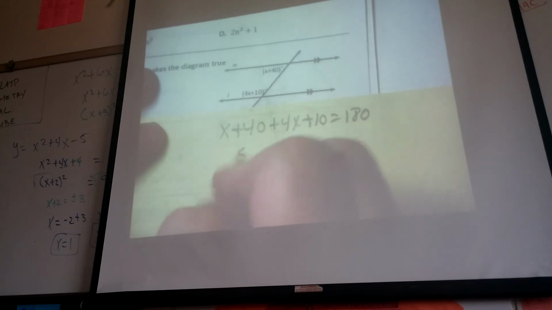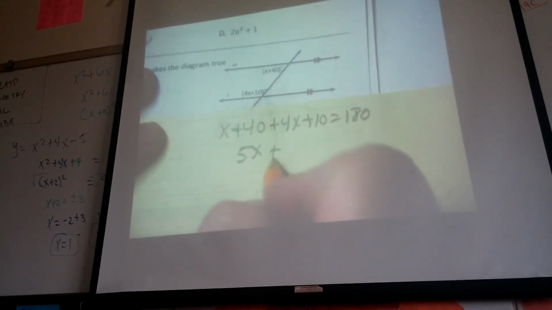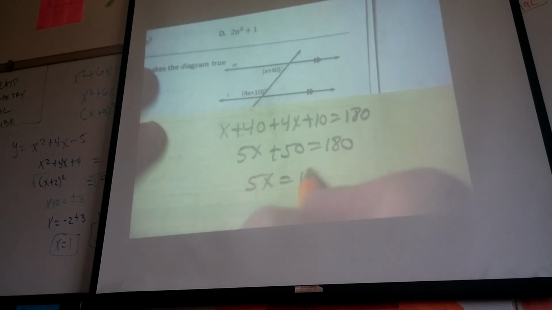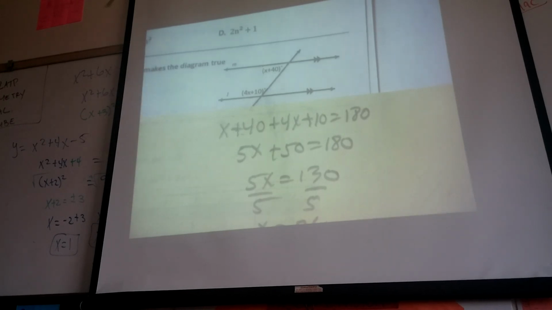4x and 1x is 5x. 40 and 10 is 50. Subtract 50 from both sides. Divide by 5. X is 26.